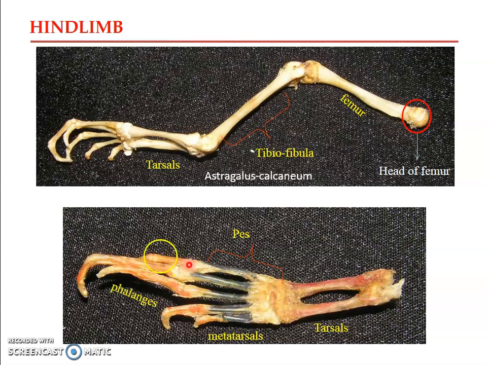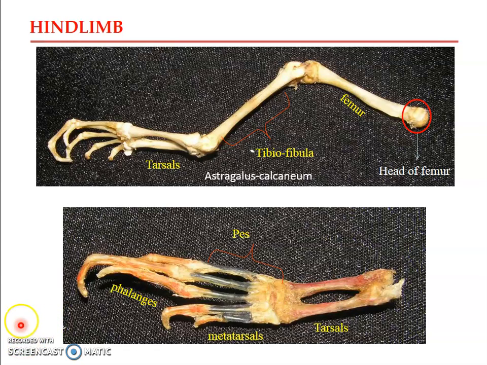Projecting out from the pes, there are five digits corresponding to the five metatarsal bones. The number of phalanges supporting each toe differs from one to the other. It ranges between 2, 3, and 4. I hope it is clear.